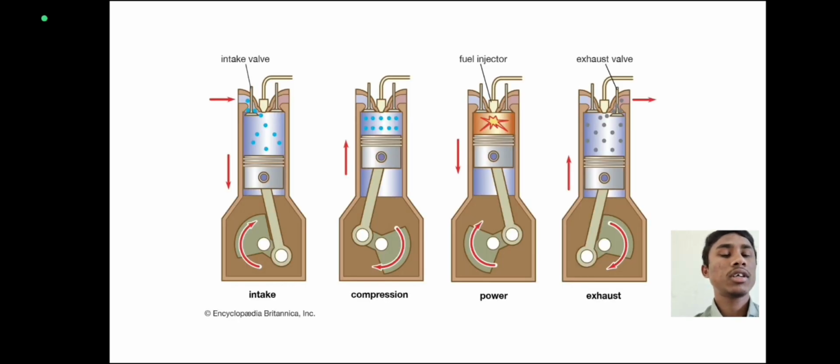This is a schematic diagram of a four-stroke internal combustion engine. First stroke, intake of the gas, then compression stroke, power stroke and finally exhaust stroke.